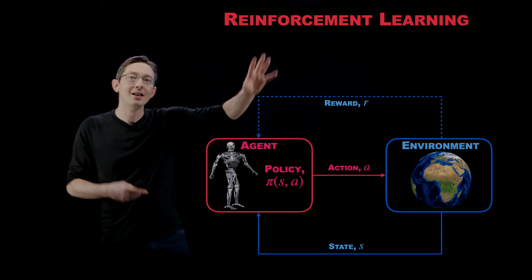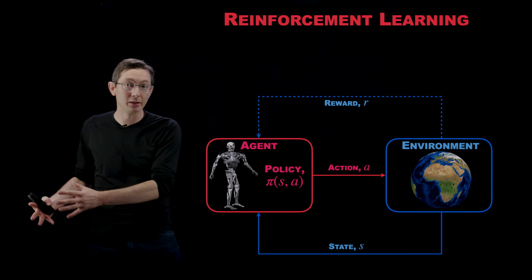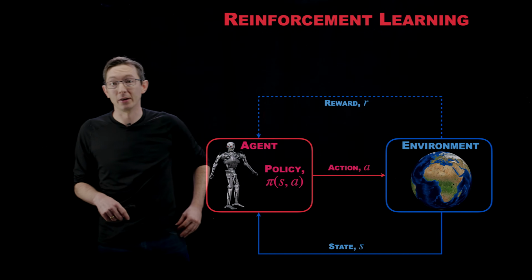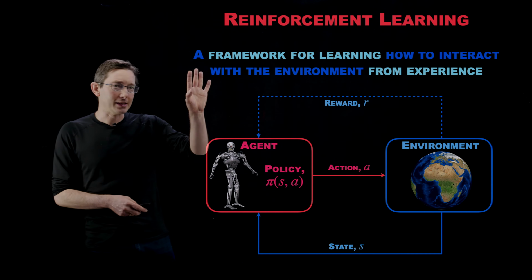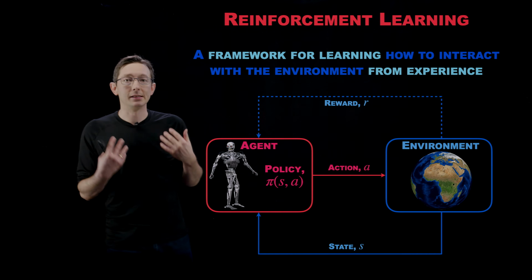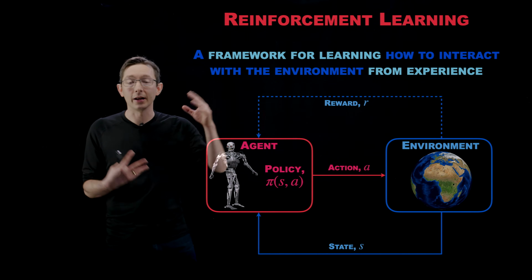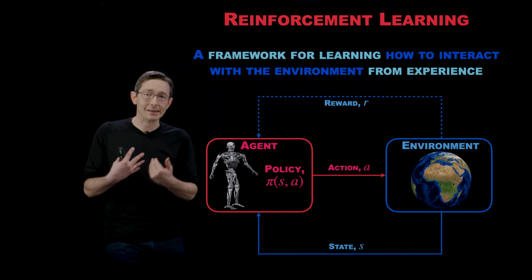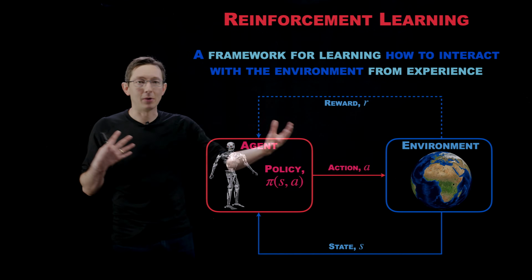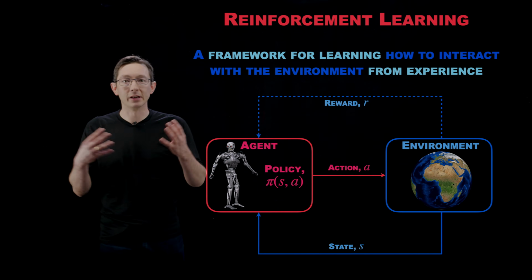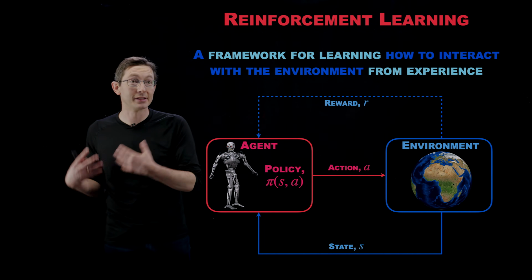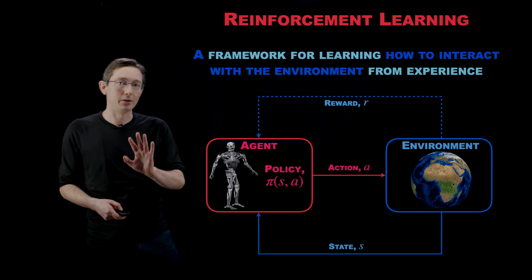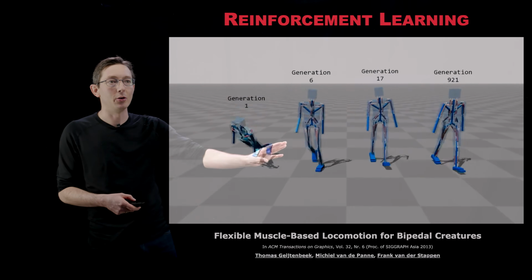Okay, so reinforcement learning is essentially a branch of machine learning that deals with how to learn control strategies to interact with a complex environment. Okay? And so one of the ways I think about this, the way I'm going to define this, is that reinforcement learning is a framework for learning how to interact with the environment from experience. This is a very biologically inspired idea. This is what animals do. So through trial and error, through experience, through positive and negative rewards and feedback, they learn how to interact with their environment.